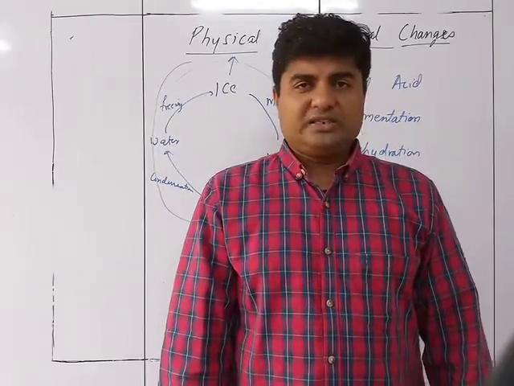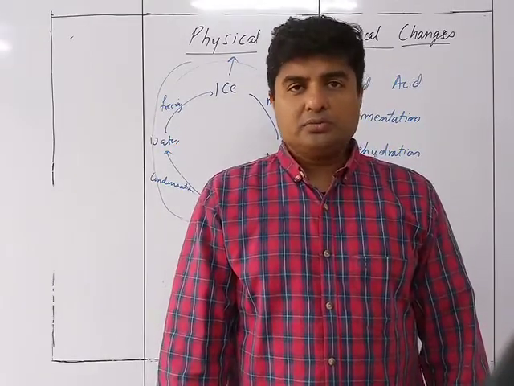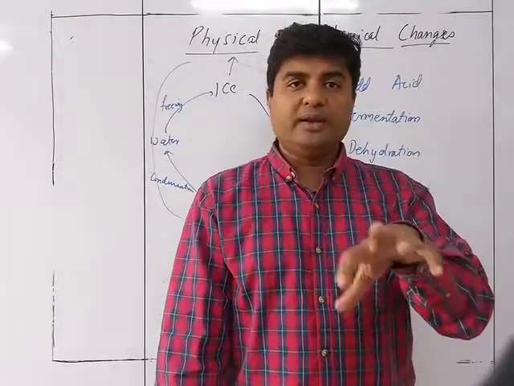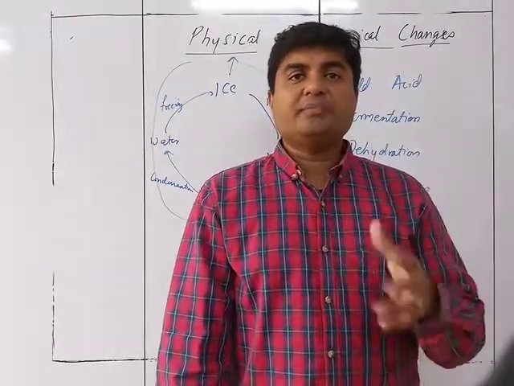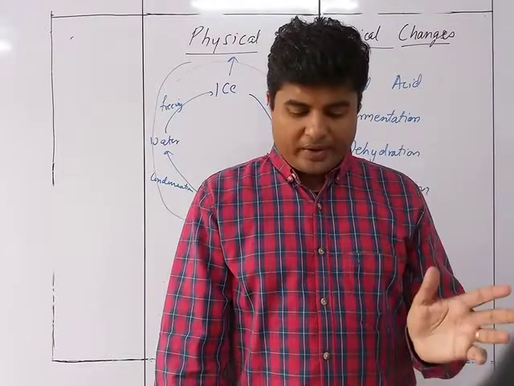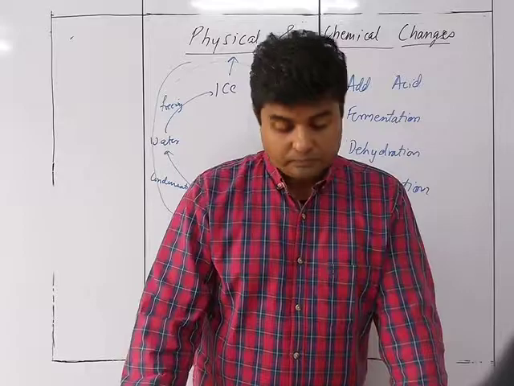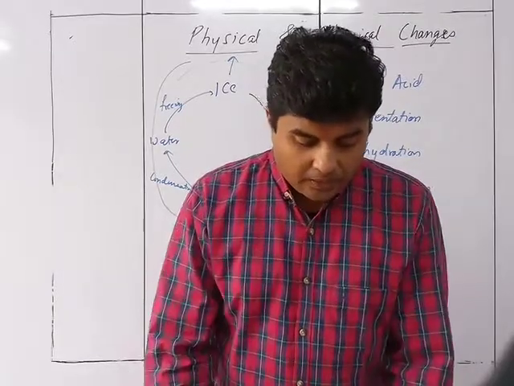Rotting of eggs. Eggs become rotten. So of course it is a chemical change, because whatever process has taken place over there cannot be reversed. It is something which is already done. So you cannot do anything about it, and hence rotting of egg is a chemical change.